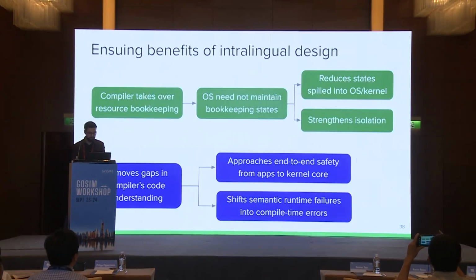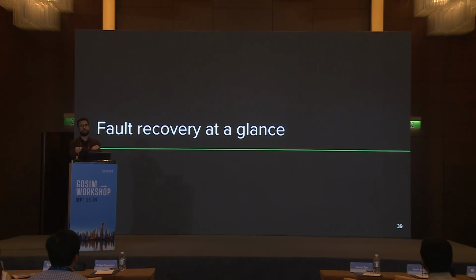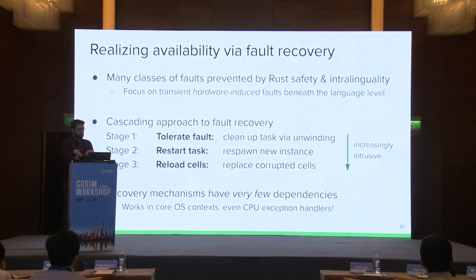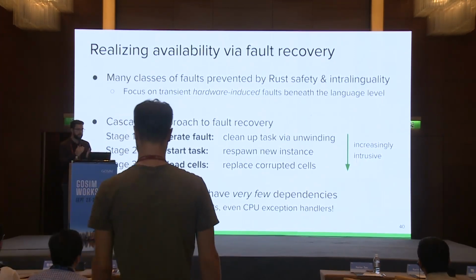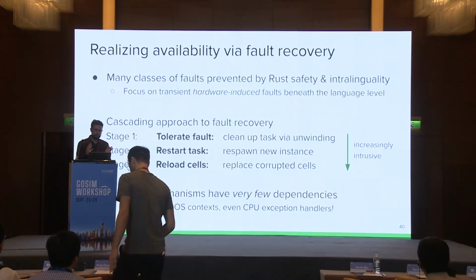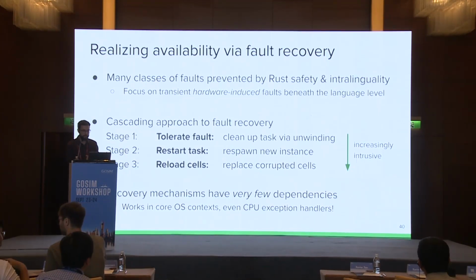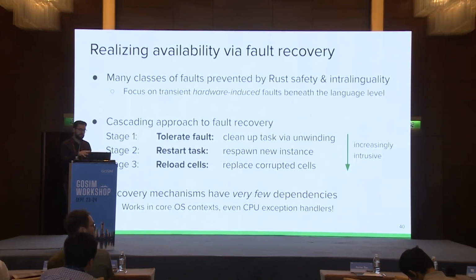Okay, so let me talk a little bit about Theseus's fault recovery mechanism and how this works. I use the word availability here. You can think of it as reliability, fault tolerance, whatever you want to call it. With the design that I gave, based on safe Rust and intralingual design and implementation, we already get a lot of classes of faults statically preventable at compile time. So what I focus on here is transient hardware-induced faults that happen beneath the language level. This is something that the compiler could never possibly account for.